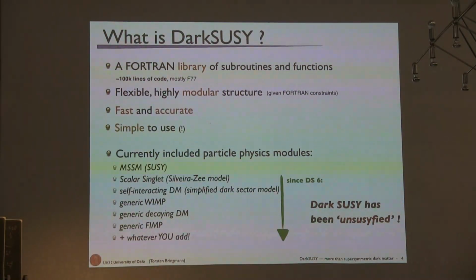So since version 6 of the code, which is a couple of years old now already, it has been completely de-SUSYfied, meaning that there's a split between the main part of the library, which is independent of the given particle physics module, and specific particle physics modules. Of course, we still have the MSSM implemented, so we can do all the SUSY stuff that we could do before, but then there are also other models, and most importantly, it's relatively straightforward to just add your new models in an effective way.